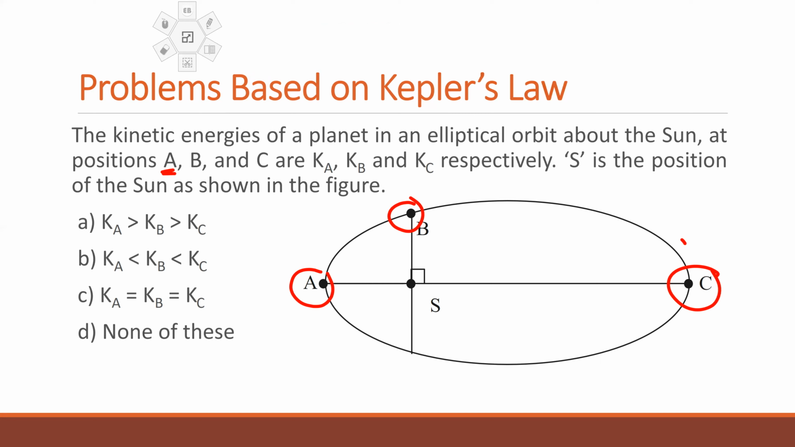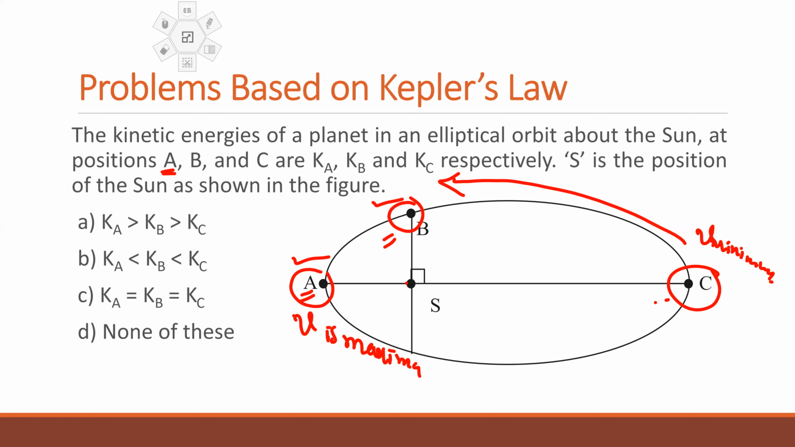Now the satellite rotates like this. As it moves, it is very close to the sun at A, where velocity is more, which means kinetic energy is also more. At B it is less, so kinetic energy is also less. At C the velocity is minimum, while at A, V is maximum. That means kinetic energy is more at A, less at B, still less at C. That means Ka is greater than Kb greater than Kc, which is the right choice.